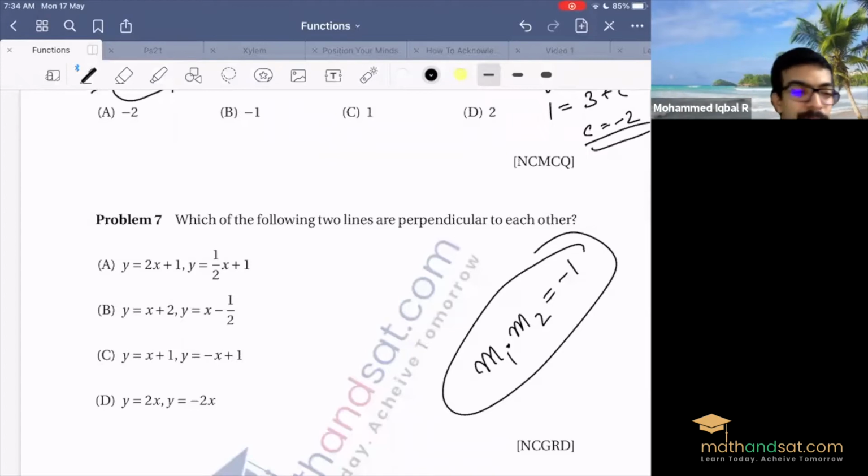For example, if you know the slope of a line is 2, what will be the slope of a line that is perpendicular to this line? Can you tell me?